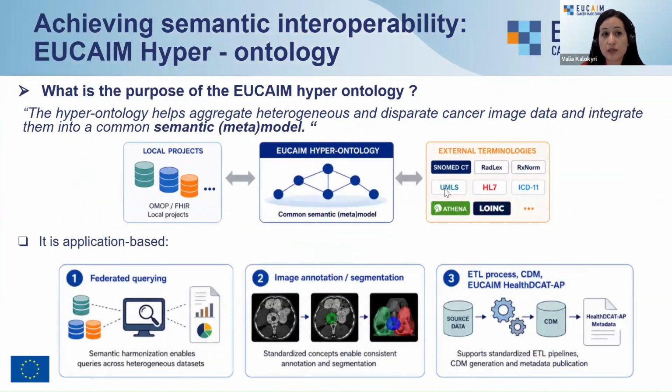So as we said, we developed this EUCAIM Hyper-Ontology to achieve semantic interoperability between all those heterogeneous and disparate cancer imaging repositories. Also, the EUCAIM Hyper-Ontology is application-based, so it has to be used in three applications. The first is federated querying. The second is to support image annotation or segmentation processes. And finally, to support the ETL process, to support the common data model.